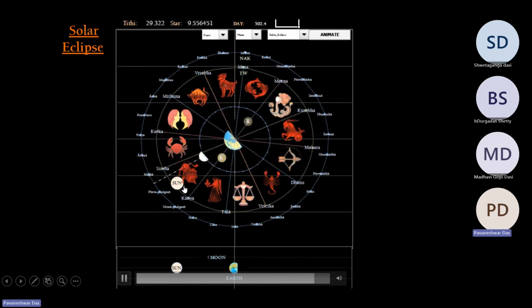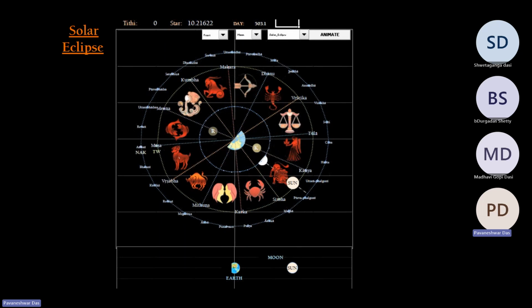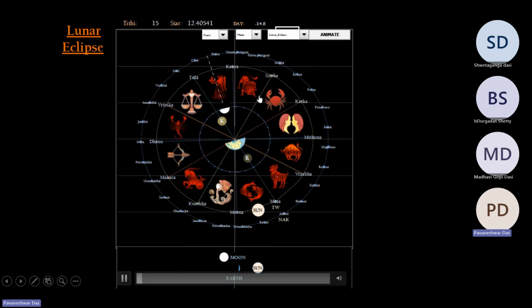So this will be the third eclipse. Like that, every 6 months there is an eclipse that we get to see. This is about how a solar eclipse happens. This is about how a lunar eclipse happens.